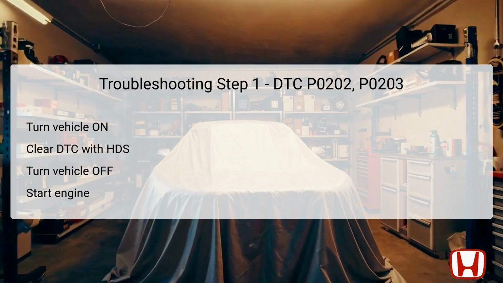The first step in troubleshooting DTC P0202 and P0203 involves the initial verification of the problem through the use of the Honda Diagnostic System, HDS. Start by turning the vehicle to the on mode without starting the engine. After this, clear any existing diagnostic trouble codes using the HDS, which will reset the onboard systems. After clearing the codes, turn the vehicle to the off position.